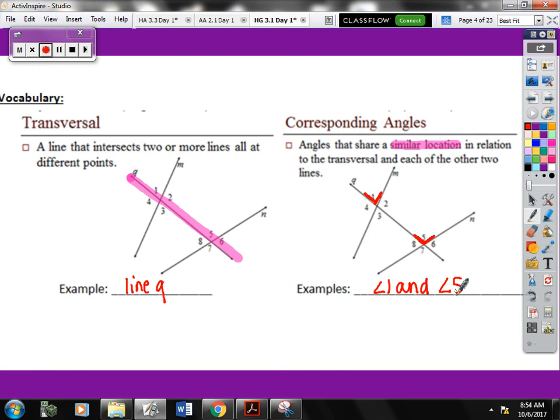But can anyone also identify another pair that they think would be corresponding in the same relative location? Katie? Angle 3 is in the bottom left. Come down. Angle 7 is in the bottom left. Yes, 3 and 7. 4 and 8 would also be a pair. Top left, and bottom right, 2 and 6. Those would also be corresponding. I only want us to write down one for the picture because it'll make it easier.